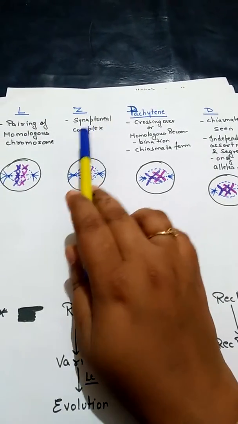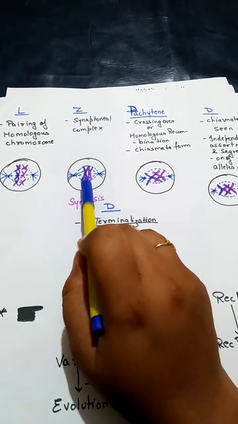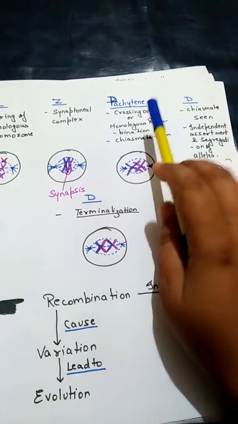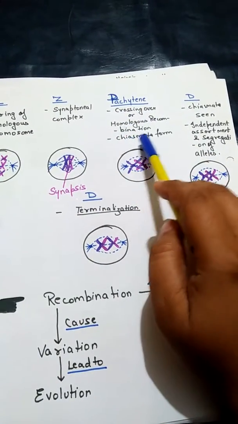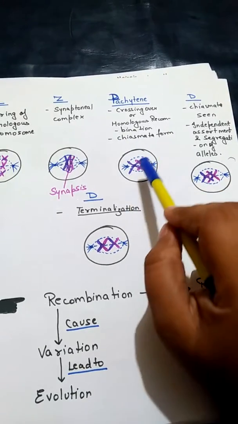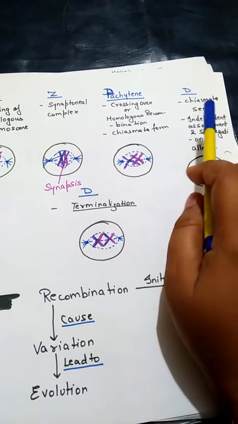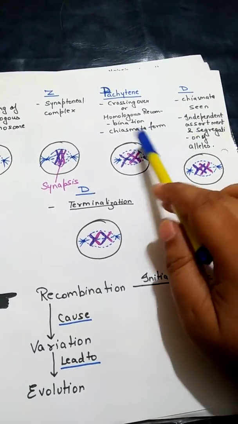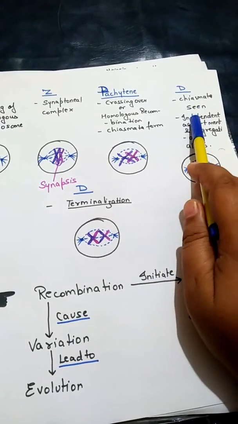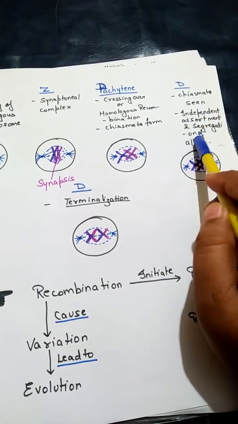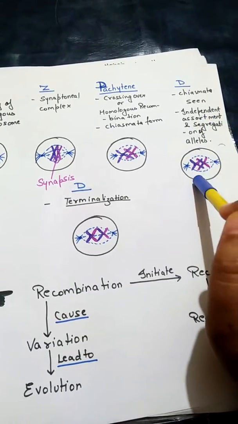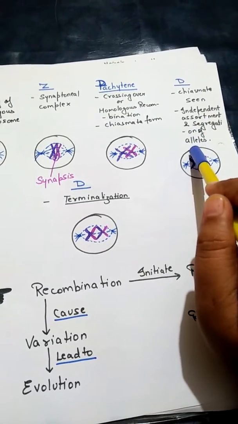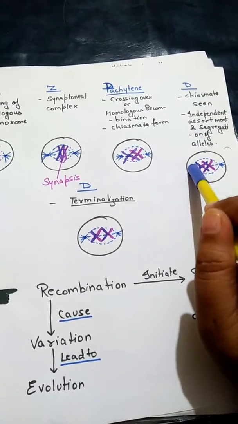In zygotene, the synaptonemal complex will form because both the chromosomes are joining, very close to each other, forming a synapsis or a junction. In pachytene, crossing over or homologous recombination is taking place. Chiasma is forming over here, but this chiasma is seen in the diplotene phase. So don't be confused in these two questions. Here chiasma is forming and here chiasma is seen. Independent assortment of alleles and segregation of alleles occur in diplotene. Now this particular question can be asked from genetics as well as from cell division as well as from the evolution point of view.